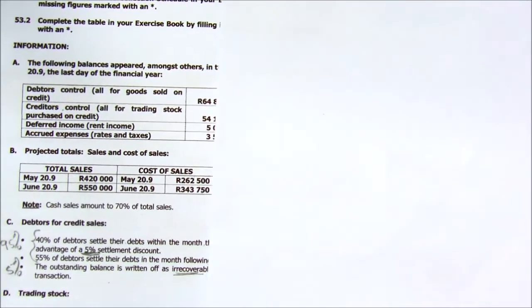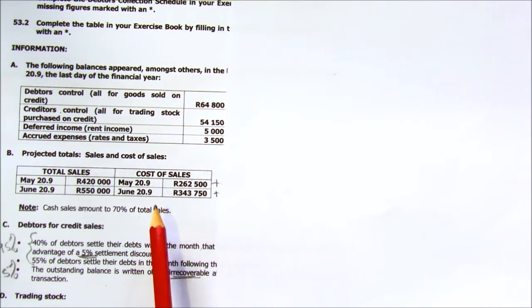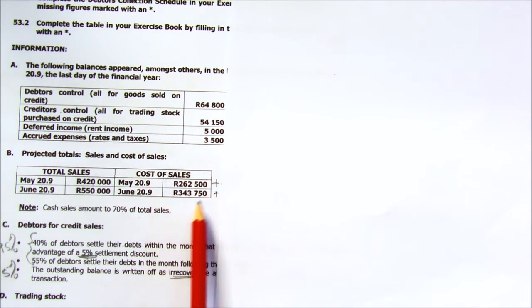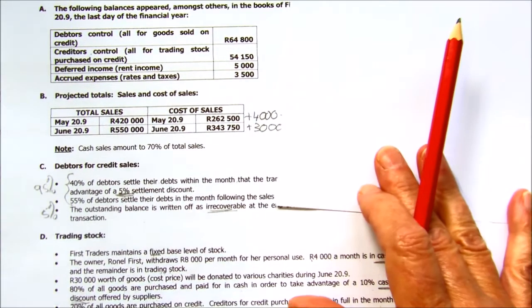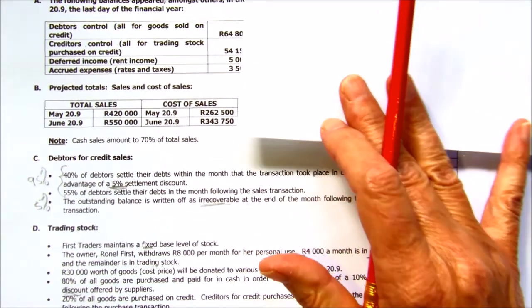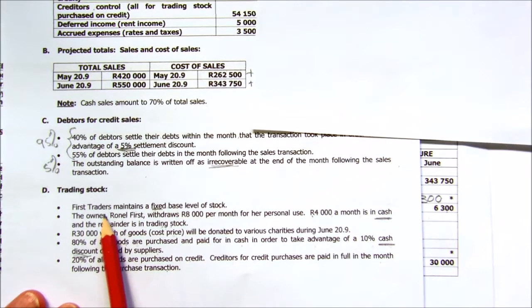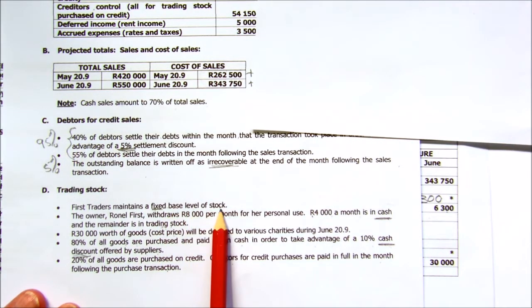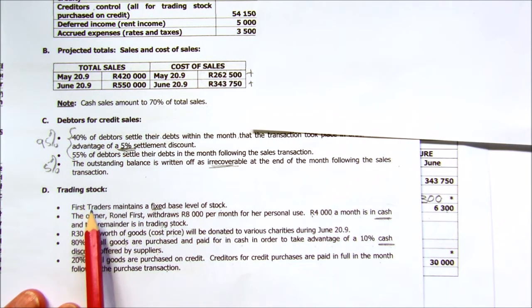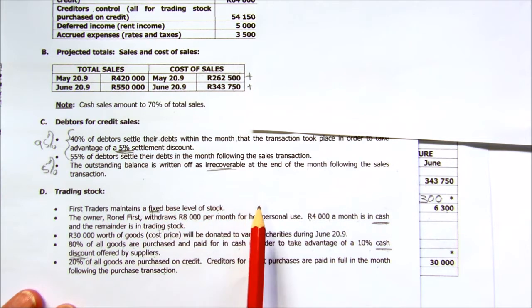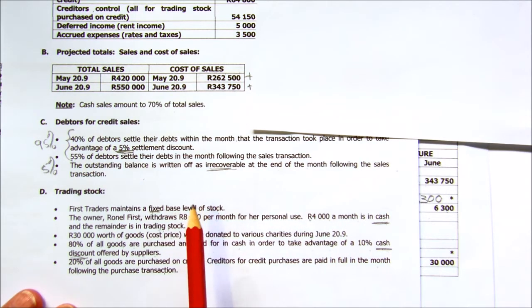Right, but now let's work with this cost of sales, because if we have sold these goods, we've got to replace them. And this is where they're telling me over here that I'm working at a fixed base level of stock. In other words, whatever stock has gone out of the business has to be replaced, so that you've got the same balance of stock at the beginning of every month. And that is why we are buying back everything that we've actually got rid of.